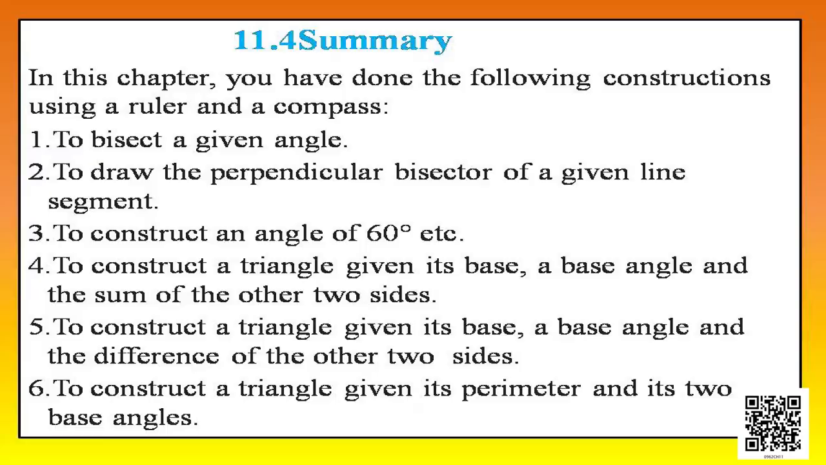Students, with this, we have come to the end of the chapter Construction. So let us now go through the summary of this chapter. In this chapter, we have discussed the following constructions using a ruler and a compass. First, to bisect a given angle. Then to draw the perpendicular bisector of a given line segment. Then to construct an angle of 60 degree, etc. Then to construct a triangle given its base or base angle and the sum of the other two sides. Then to construct a triangle given its base or base angle and the difference of the other two sides. And lastly, to construct a triangle given its perimeter and its two base angles.